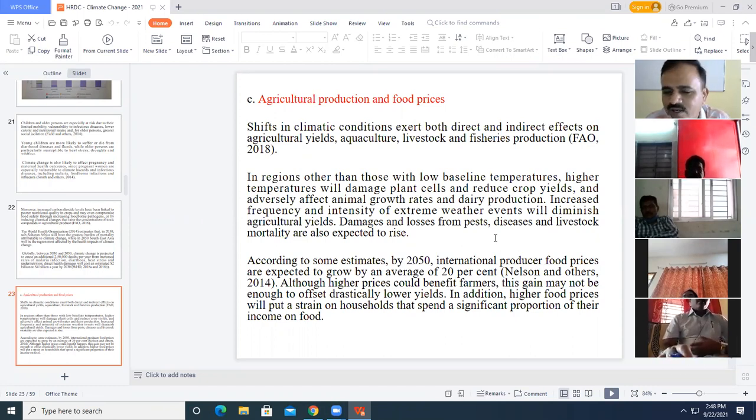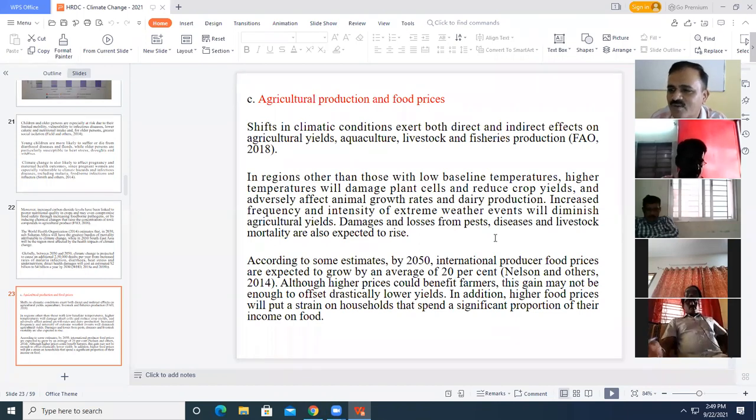According to one of the estimates, by 2050, international producer food prices are expected to grow by an average of 20%. And although the higher prices could benefit farmers, this gain may not be enough to offset drastically lower yields.